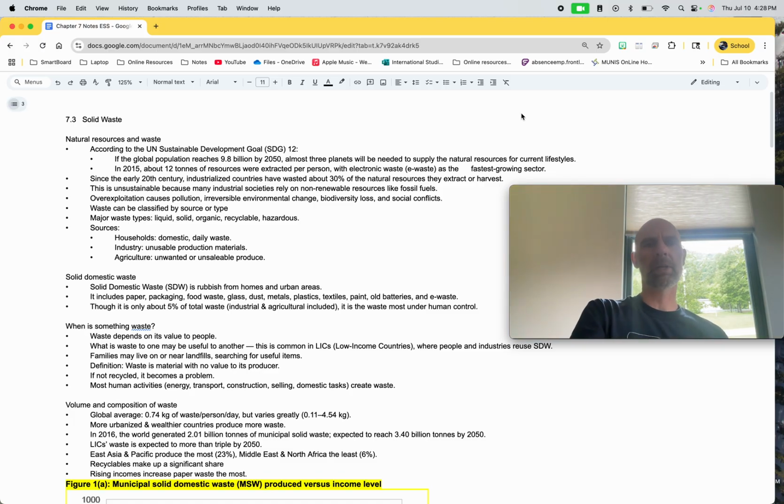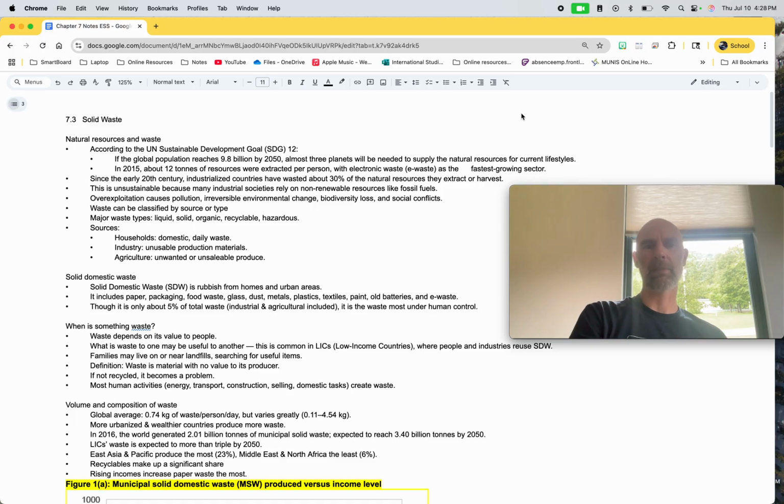Since the early 20th century, industrialized countries have wasted about 30% of the natural resources they extract or harvest. In fact, we're really good at it. Hopefully, we get a lot better at not doing that. This is unsustainable because many industrial societies rely on non-renewable resources like fossil fuels. Fossil fuels are generally what drive our economies in high income countries. Overexploitation causes pollution, irreversible environmental change, biodiversity loss, and social conflicts. All because really what matters more to people than all of those is money. When money is your chief goal, that is what you will attain.